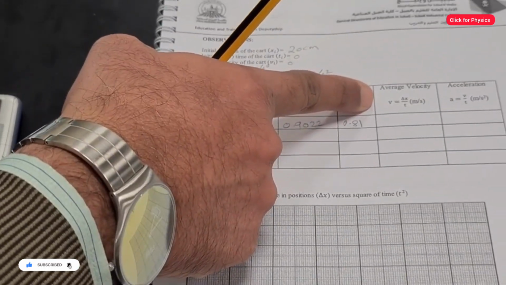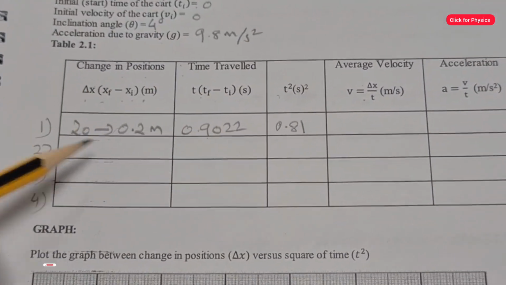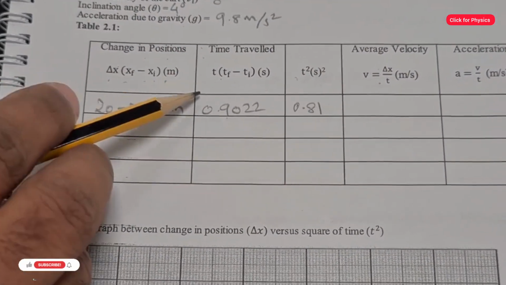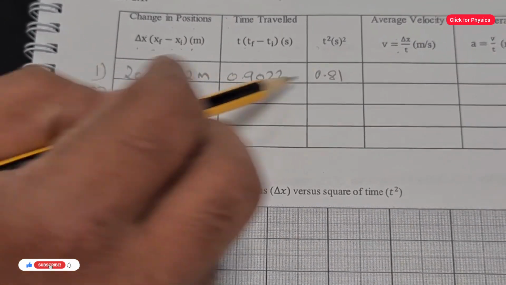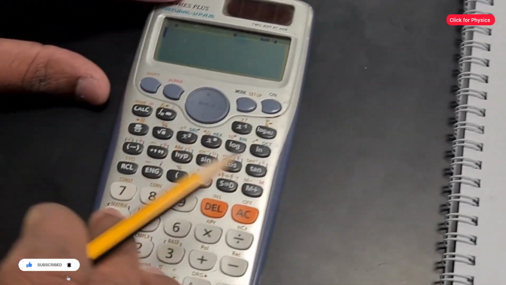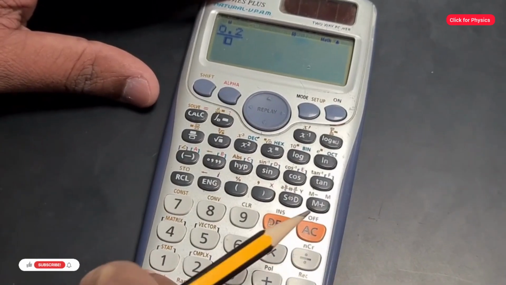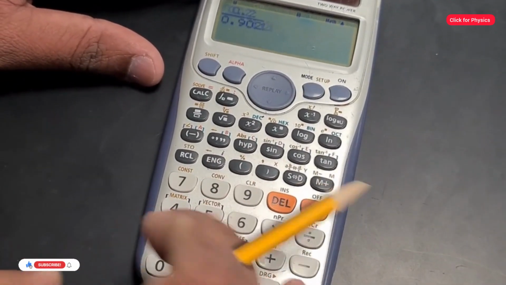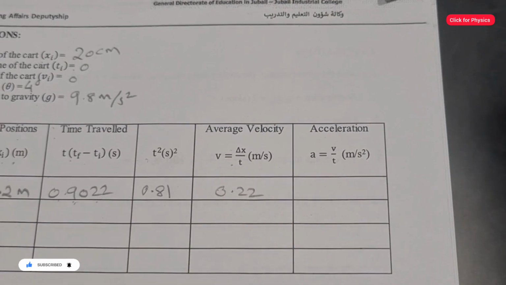Now we can easily find the velocity. What's the formula for velocity? Delta x divided by t. Here delta x we already found as 0.2 and t we already have as 0.9022. Once you divide 0.2 by this number, we can easily find the average velocity. So let's see here. 0.2 divided by 0.9022. What answer did I get? 0.22. So I have to write this value here. 0.22 is my average velocity.